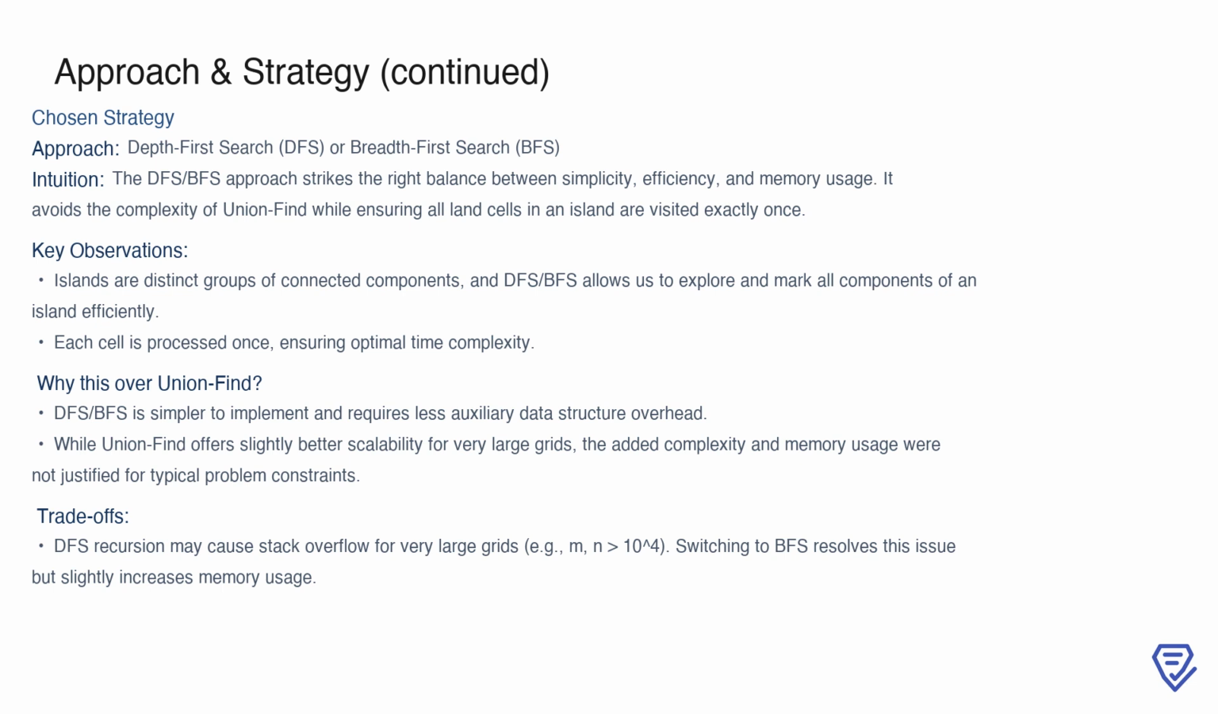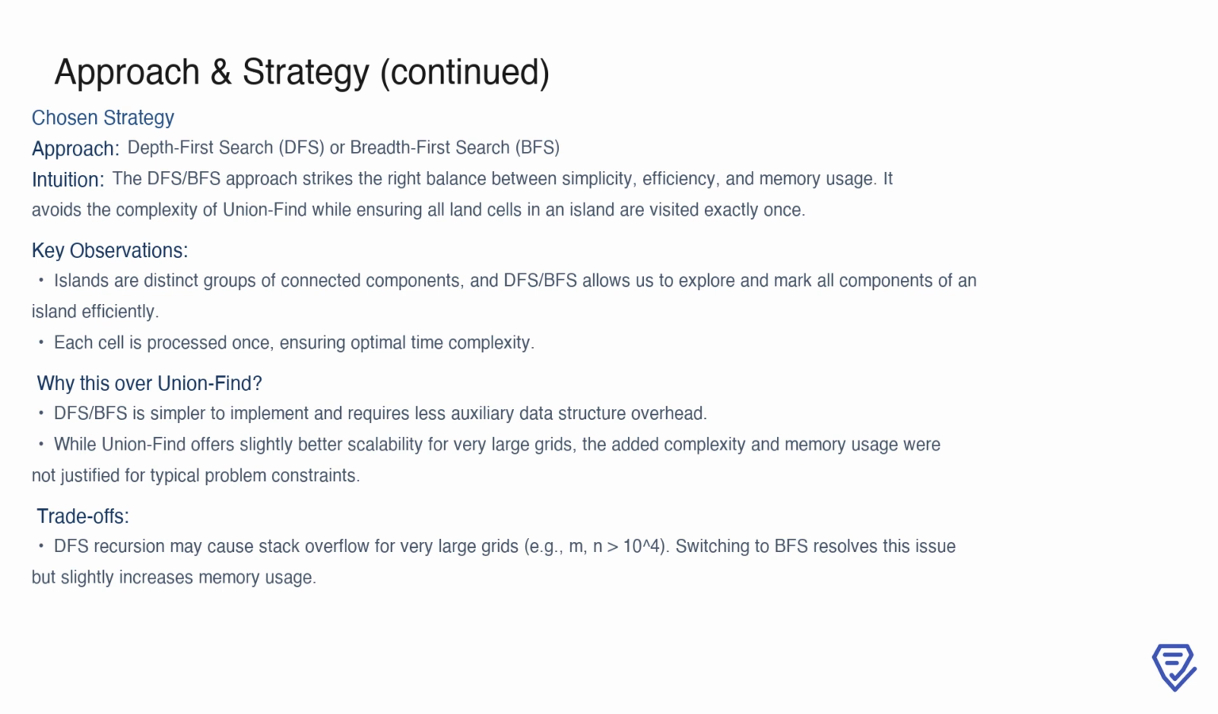This method strikes a good balance between simplicity, efficiency, and memory usage. With DFS or BFS, we can explore and mark all cells of an island efficiently, ensuring that each land cell is processed exactly once. This approach aligns well with the core observation that islands are distinct groups of connected components, making DFS and BFS a natural fit for exploring these structures.